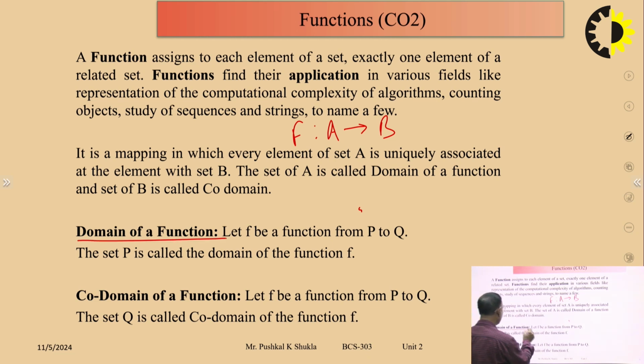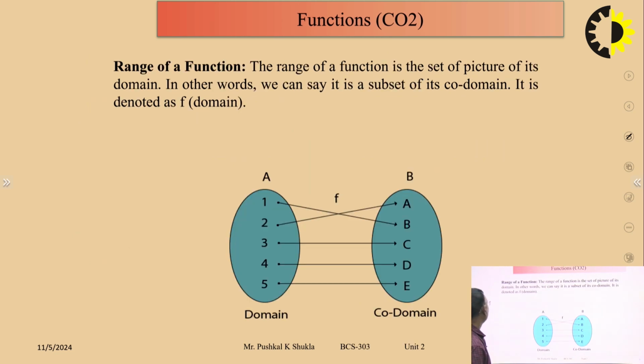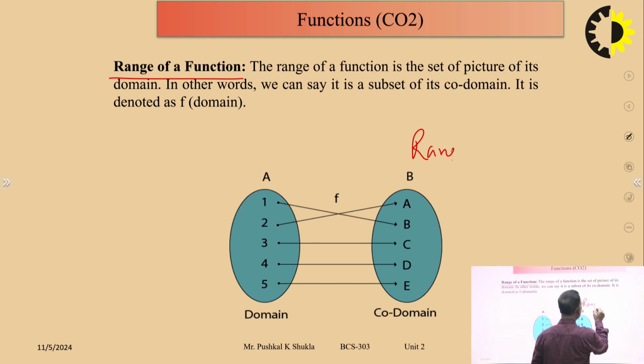Domain of a function. Let f be a function from P to Q, then set P is called the domain of the function f. Codomain of a function. Let f be a function from P to Q, then Q is called the codomain of the function f. Range of the function. The range of the function is the set of the images of its domain. In other words, we can say it is a subset of the codomain. It is denoted as f. That is, range is a subset of codomain.